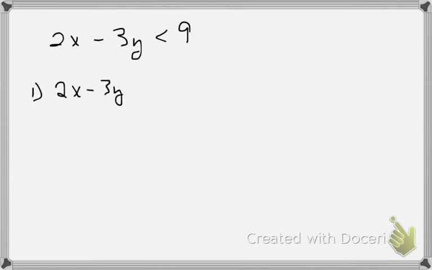Let's say, for example, that we have 2x minus 3y is less than 9. So here's a linear inequality in two variables. First up, make it an equation: 2x minus 3y equals 9. Because that we can graph. We can graph a line. I mean, fingers crossed. I'm hopeful for you guys.